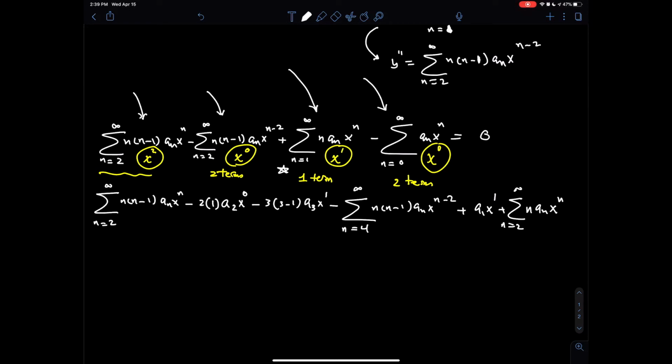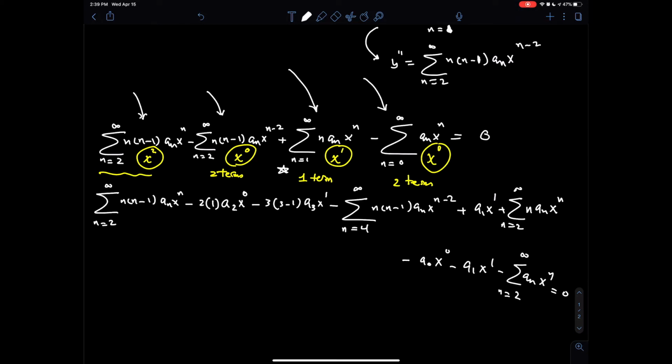And then the last one, I have to take out 2 terms, so minus a naught x to the 0, minus a1 x to the 1, minus a_n x to the n, as n goes from, I took 0, I took 1, so it goes from 2 to infinity, equal to 0.